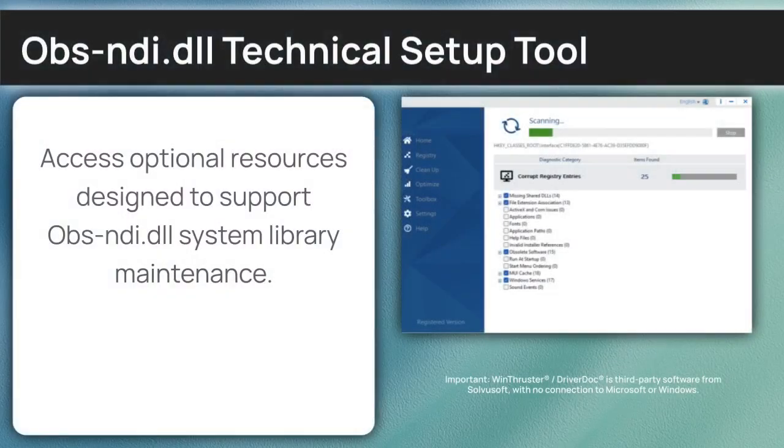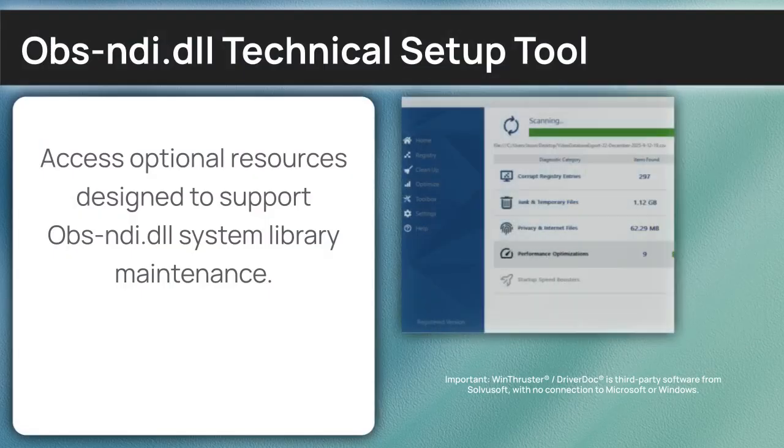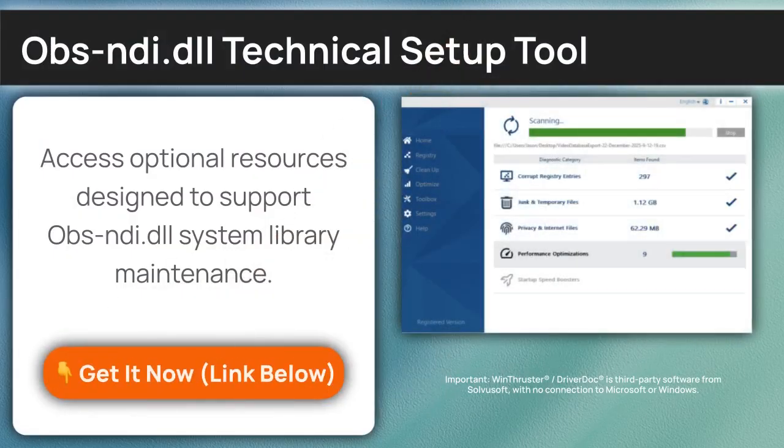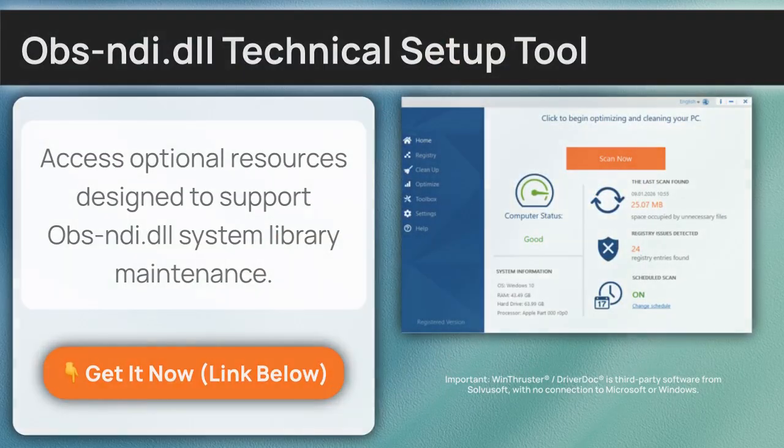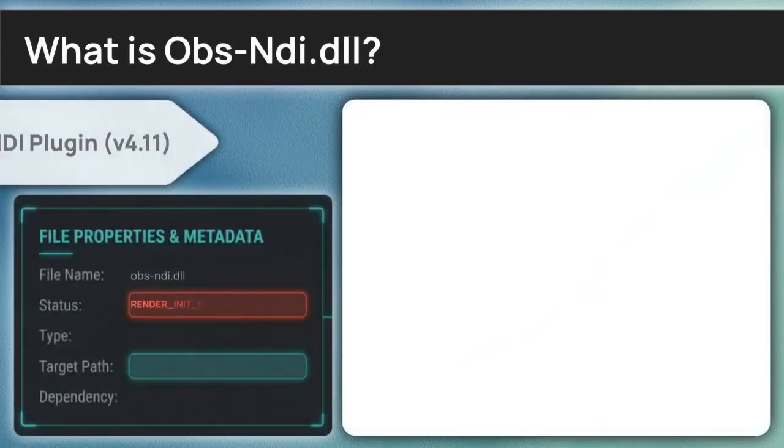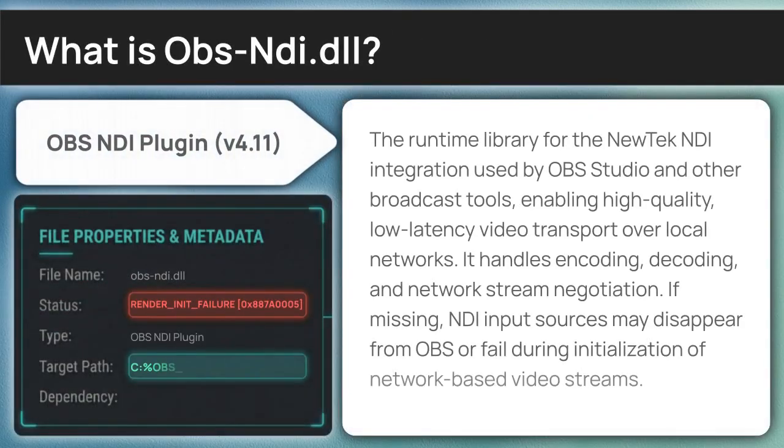To begin the walkthrough for OBS NDI Plugin, you can choose the manual path or use a resource designed for environment stability. This is the OBS NDI Plugin, the runtime library for the NewTek NDI integration used by OBS Studio and other broadcast tools, enabling high-quality, low-latency video transport over local networks. It handles encoding, decoding, and network stream negotiation. If missing, NDI input sources may disappear from OBS or fail during initialization of network-based video streams.